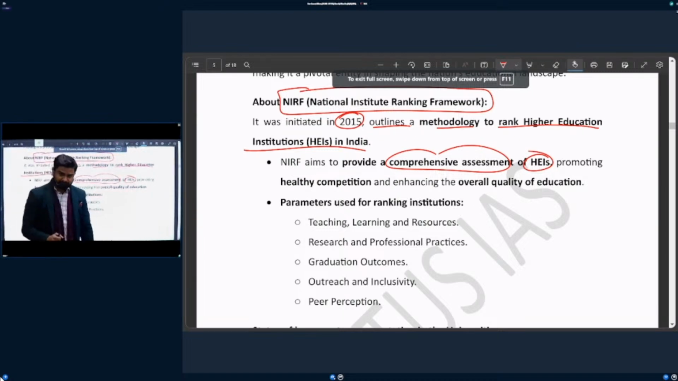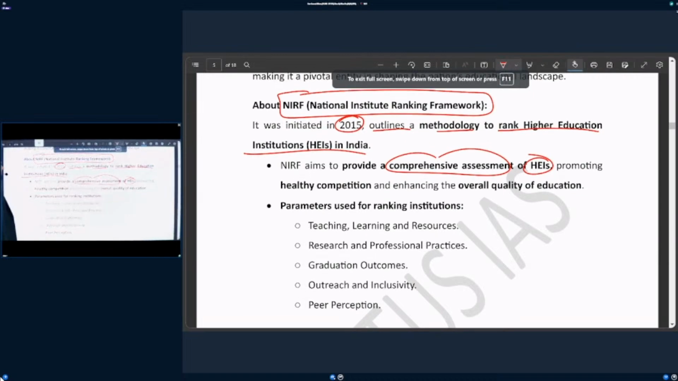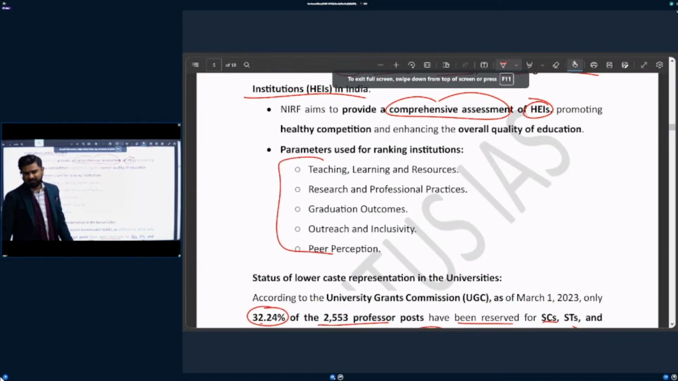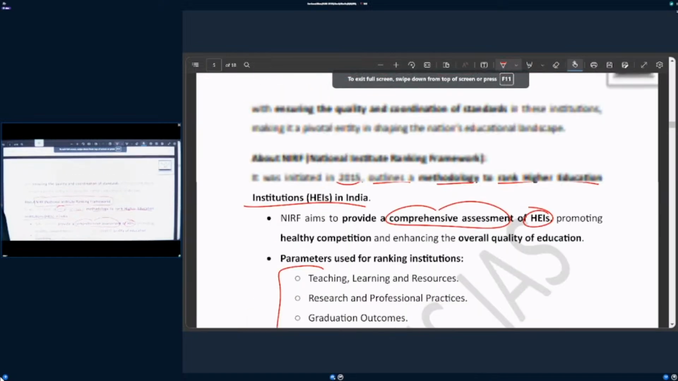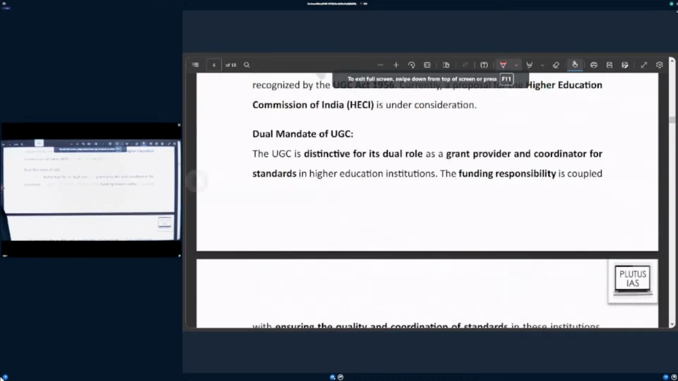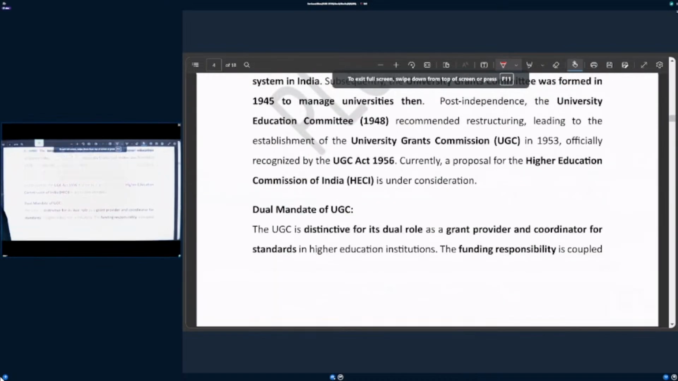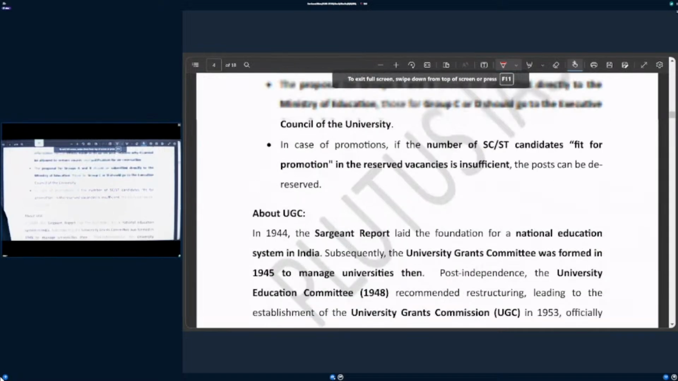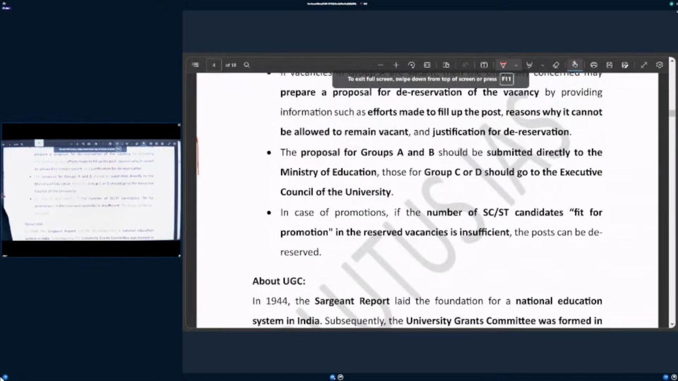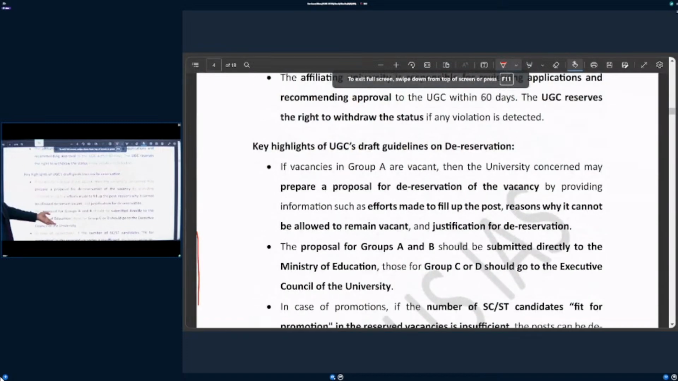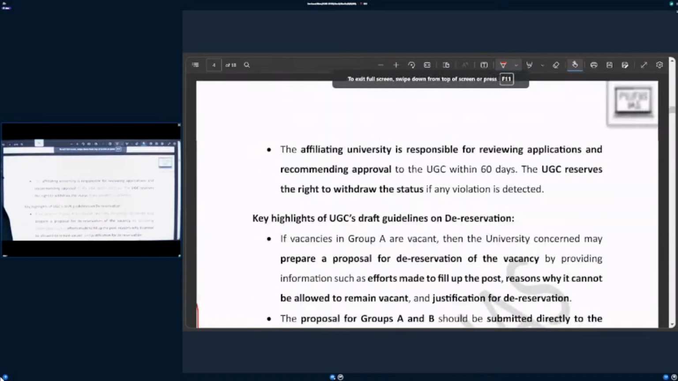NAC is different, NAC is also there in this. It is basically done by the Ministry of Education. What was earlier called higher education is now called education. And what are the parameters here? These are the parameters. Please do not learn them. Okay? So NIRF ranking is done, NAC is different. That is what we have here. Read the de-reservation policy once more, I have explained it to you like this.